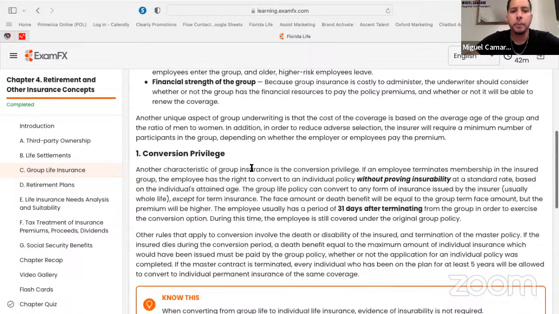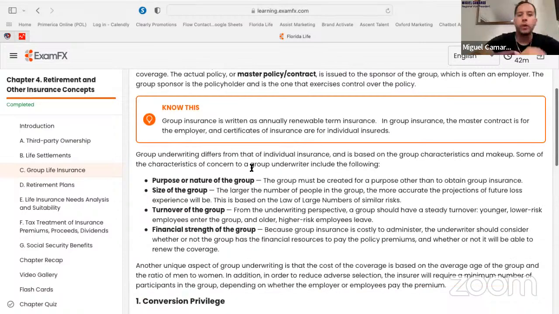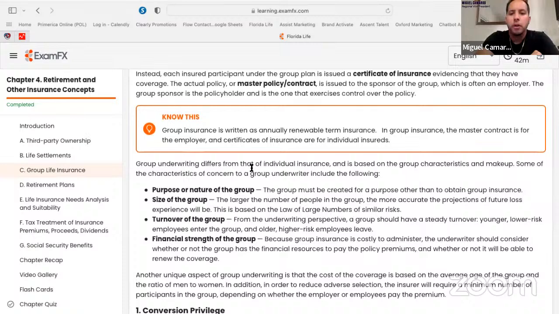All right, now let me come back over here to the top part. This is going to describe what a company has to look like in order to qualify for it. The purpose of the group cannot be to get insurance alone. We all can't just come together and say, we should go get some benefits just for the sake of getting insurance. There has to be a purpose for the group to be established.